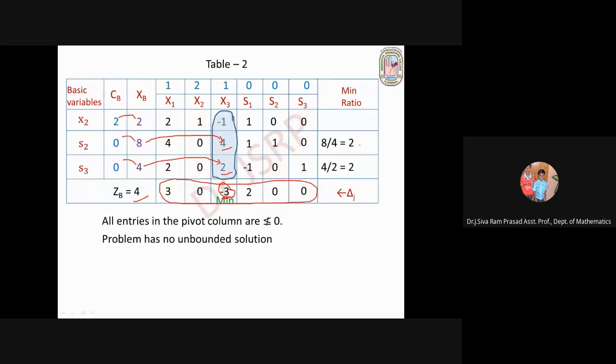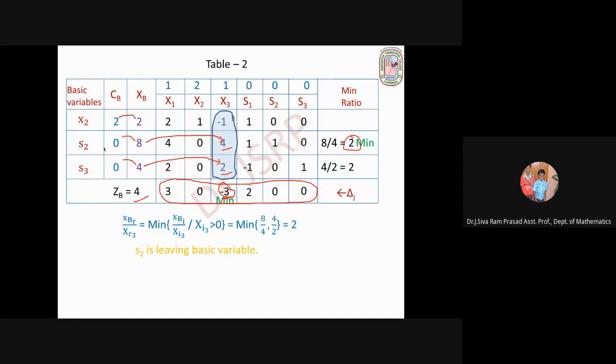So minimum of these two. This minimum is same, so this minimum is not unique. So here we get tie. Arbitrarily you can take either this one or this one. There is no rule to break the tie. So arbitrarily I take this one. What is the corresponding variable? S2. So S2 is leaving basic variable.